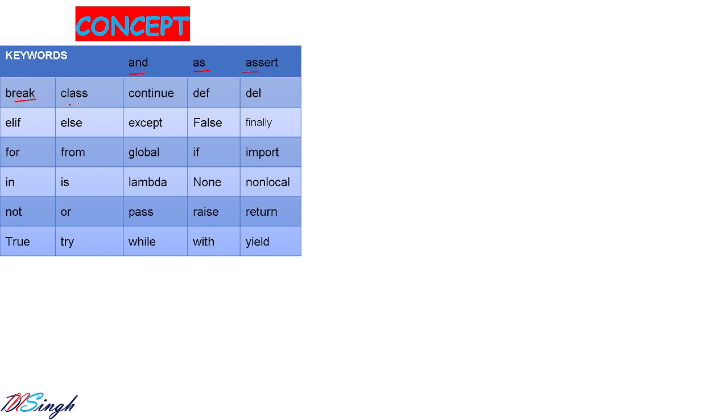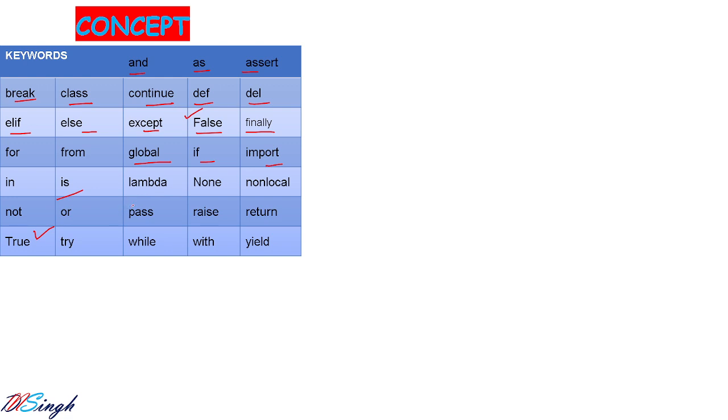break, class, continue, def, del, elif, else, except, False, finally, for, from, global. So these are the keywords which Python provides. A point to remember is that these three keywords or special literals, False, True and None, have a capital first letter.